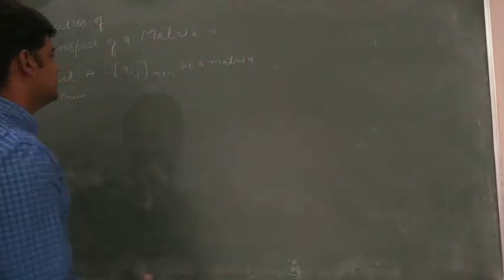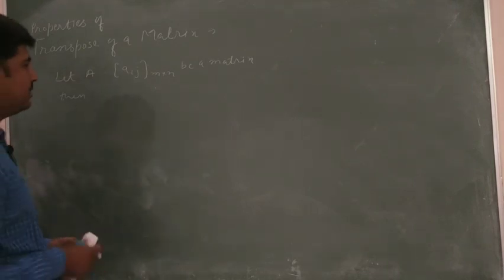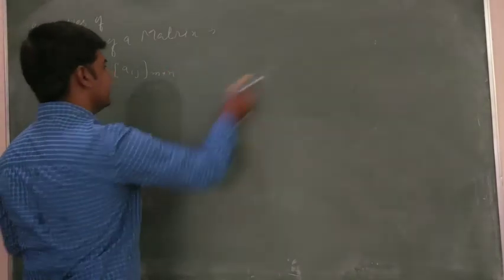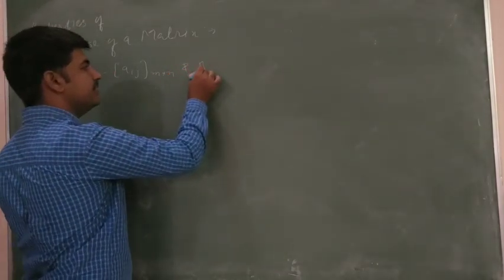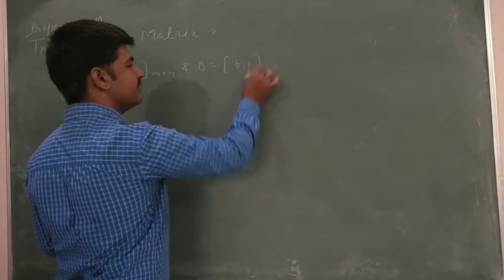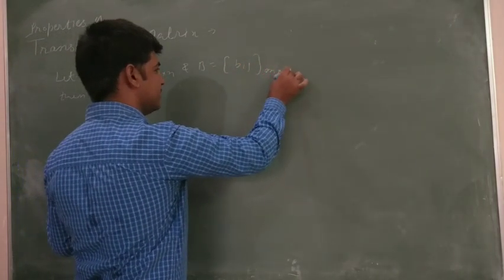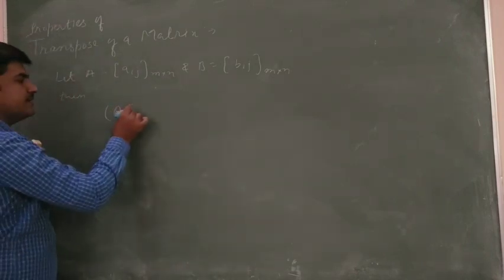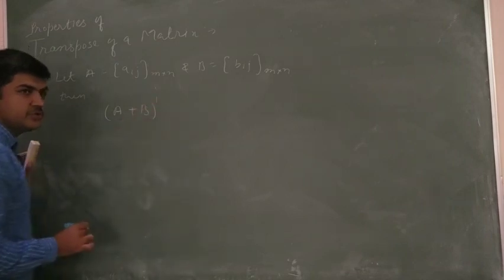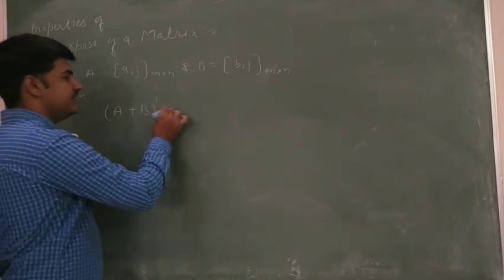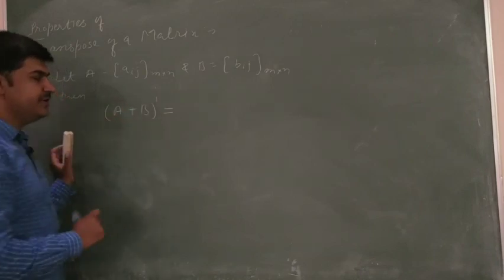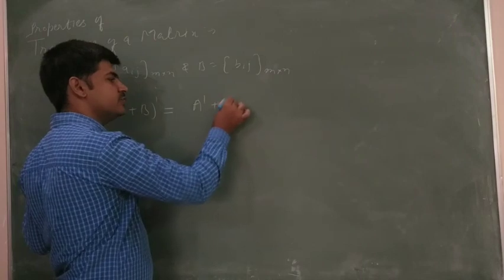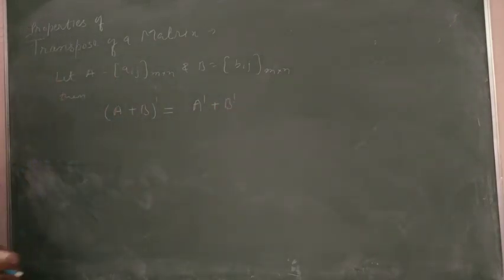Dear students, the third property is about the transpose of sum of two matrices. So here I am taking, let A and B be two matrices of order m by n only. Okay, then the transpose of sum of A and B is equal to transpose of A plus transpose of B. This is also a very important property, students.